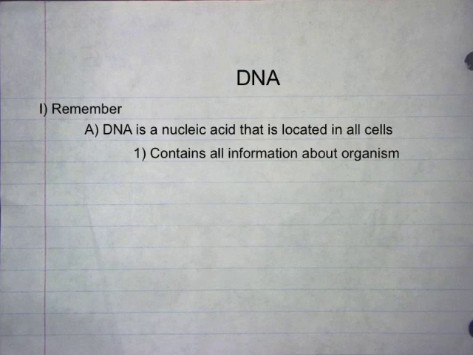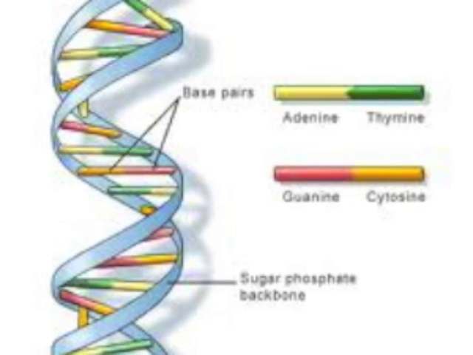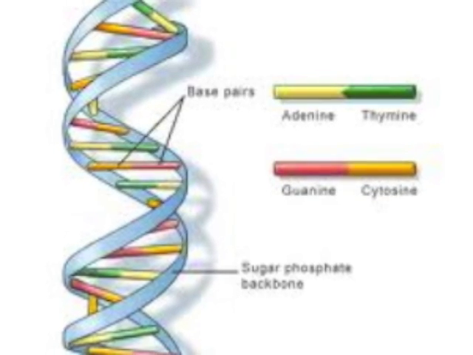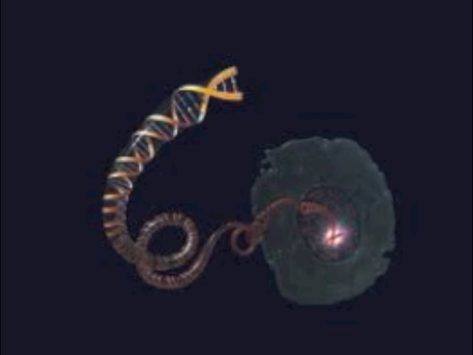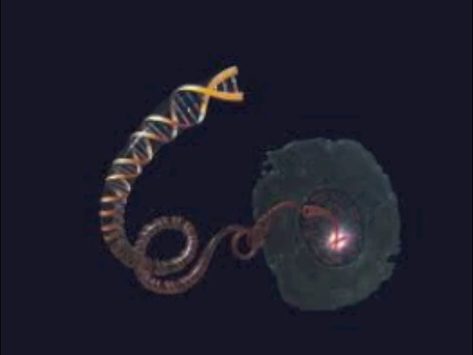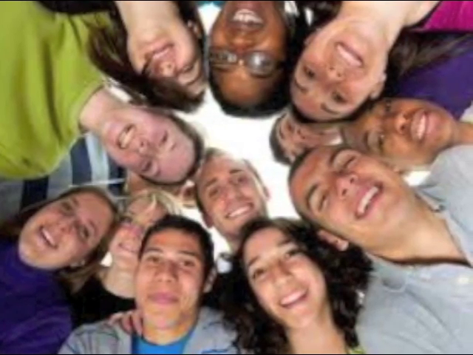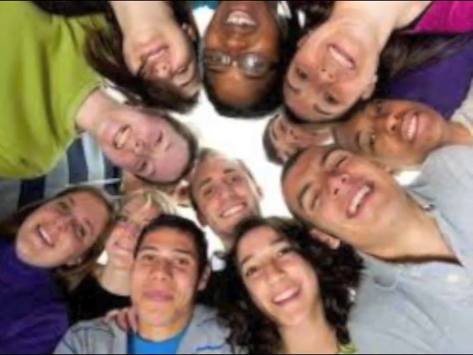Let's take a look. Remember, DNA is a nucleic acid that is located in all cells, contains all information about the organism. Remember, DNA is a complex molecule that stays within the cells and dictates what the cell needs to do. It is the site of all the information for the cell, and it's stored in a nice compact molecule. It's what makes you, you, as well as determines certain traits that you will have throughout time.